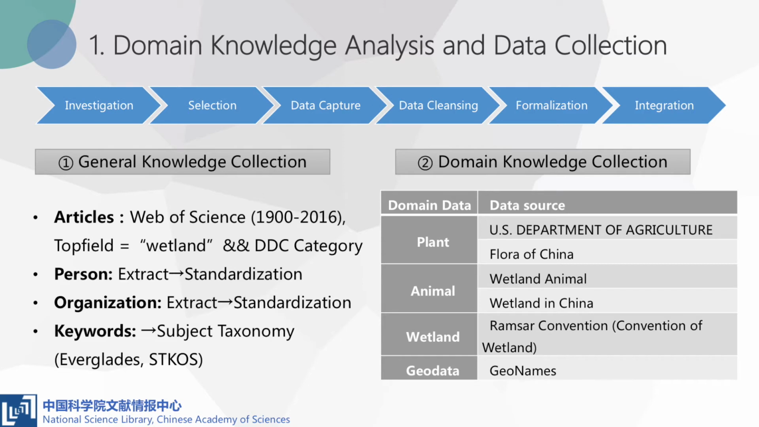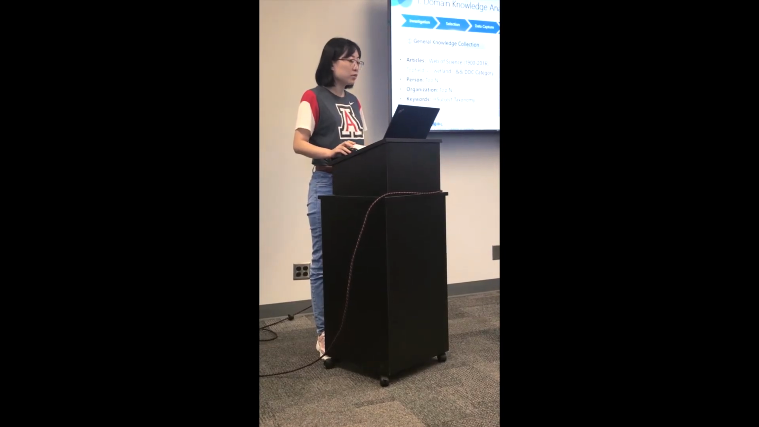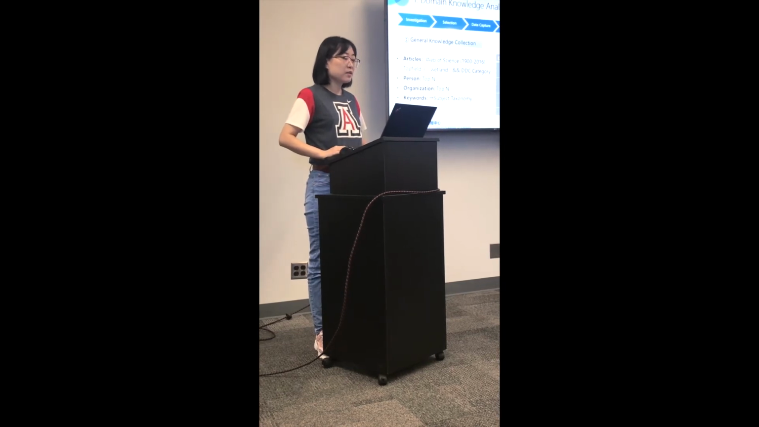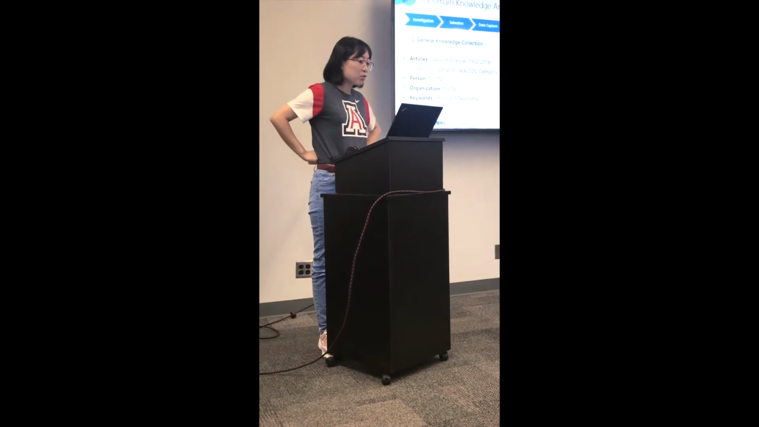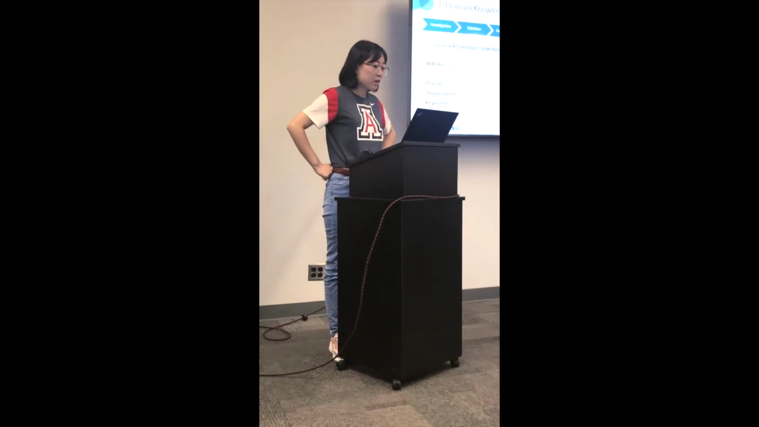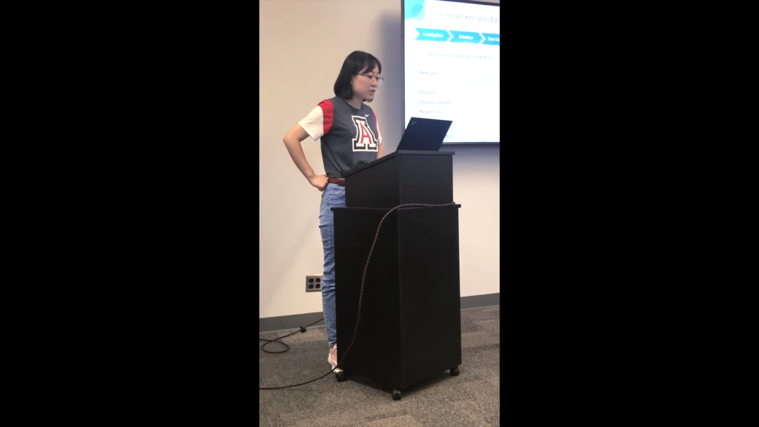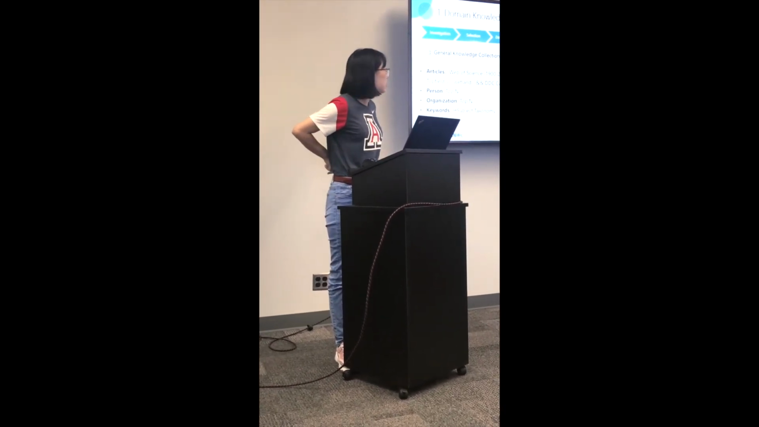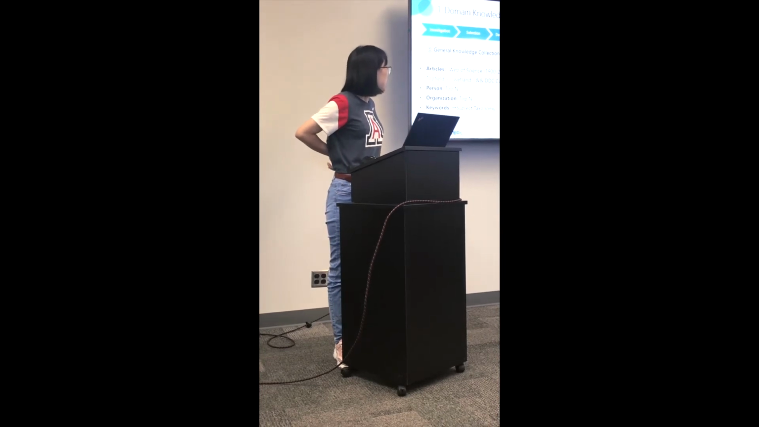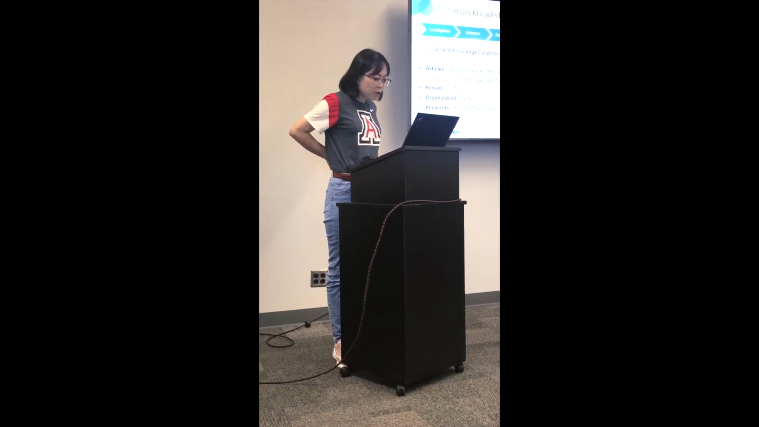We collect data from two points. First is general knowledge. We collect some abstract data from Web of Science, and we try to extract some information from the abstract data, like the person and the organization, and we also extract the keywords to build a subject taxonomy.